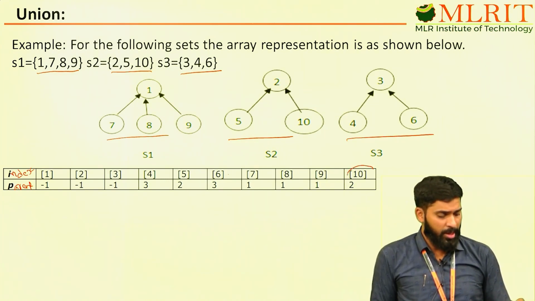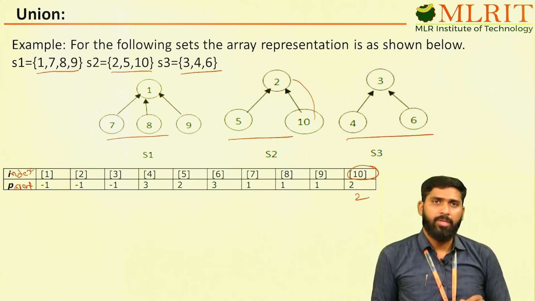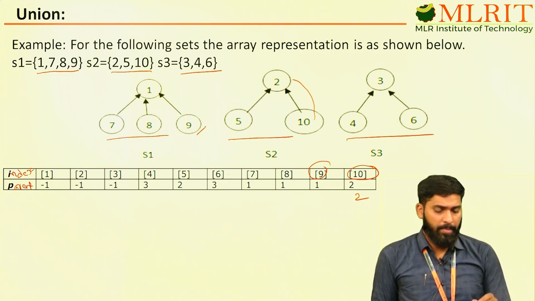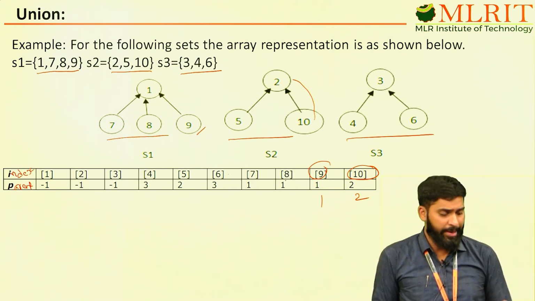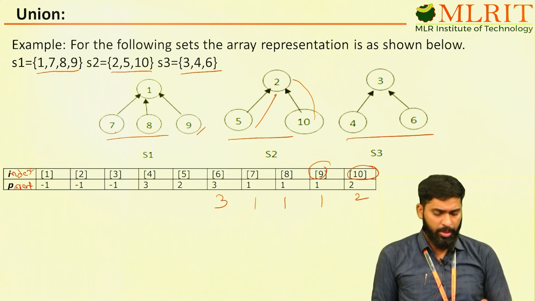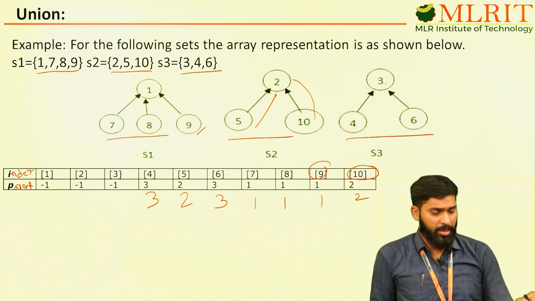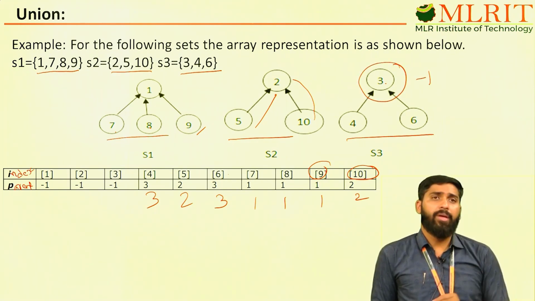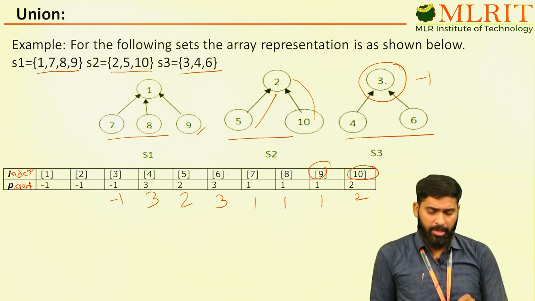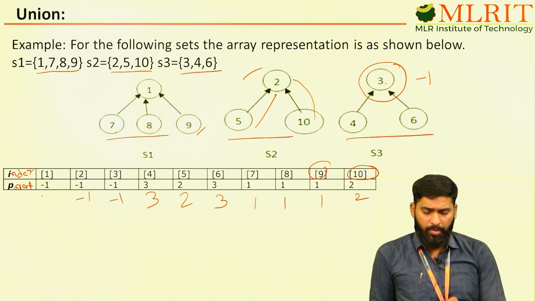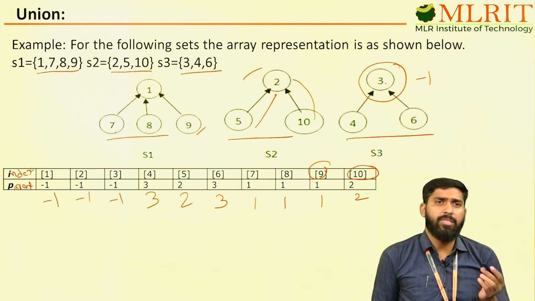Now consider the element 10. What is the parent here? Parent is 2, so I write 2 here. Similarly 9: parent is 1. 8: parent is 1. 7: parent is 1. 6: parent is 3. 5: parent is 2. 4: parent is 3. The parent means root. So for 3 the entry is -3, since it is a root. Root parent is -1, so I write -1 here. For 2 it is -1, for 1 it is -1. This is how we represent sets in the form of an array.